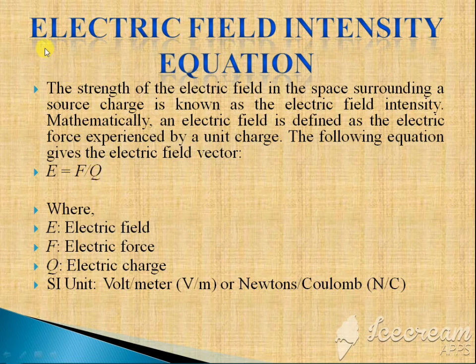Electric field intensity equation. The strength of electric field in the space surrounding a source charge is known as the electric field intensity. Mathematically, an electric field is defined as the electric force experienced by a unit charge. The following equation gives the electric field vector. E is equal to F upon Q, where E is electric field, F is electric force, Q is electric charge, and SI unit is volt per meter, V/m, or Newton per coulomb.